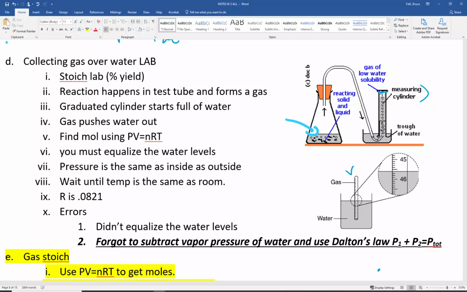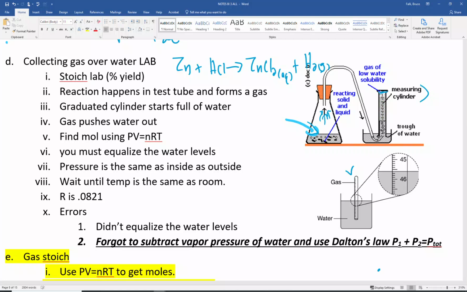So there's a reaction that happens in a test tube. So I put metal and hydrochloric acid, for example. And what happens is if I have metal with hydrochloric acid, it's typically zinc plus HCl, what I get is ZnCl2, and that's going to be aqueous, plus H2. Now H2 is a gas. That gas is then going to go up this tube and bubble down here, okay?